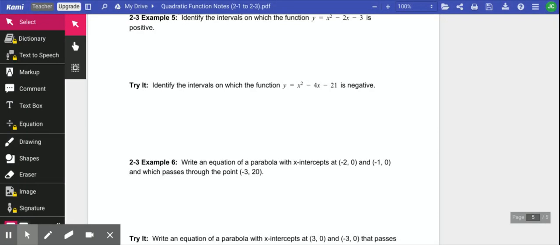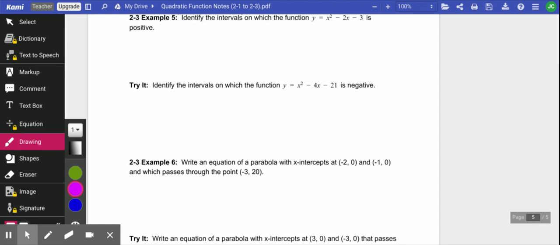In the next example, we want to find the intervals where this function, y equals x squared minus 2x minus 3, is positive. So we know that this is a parabola. What else do we know about this parabola? We also know that it opens up, I believe, right? Yep, a is positive. So this is some sort of parabola that opens up.